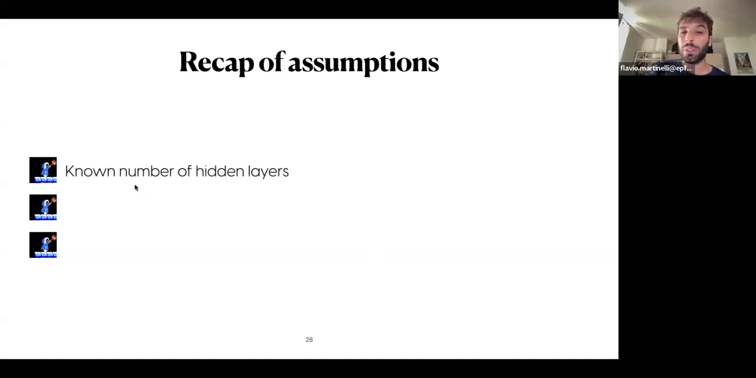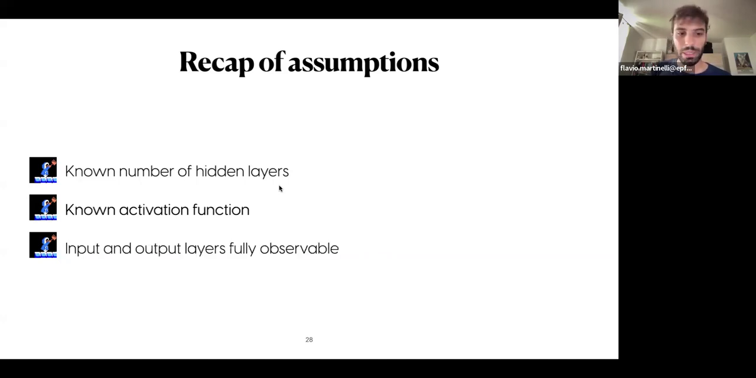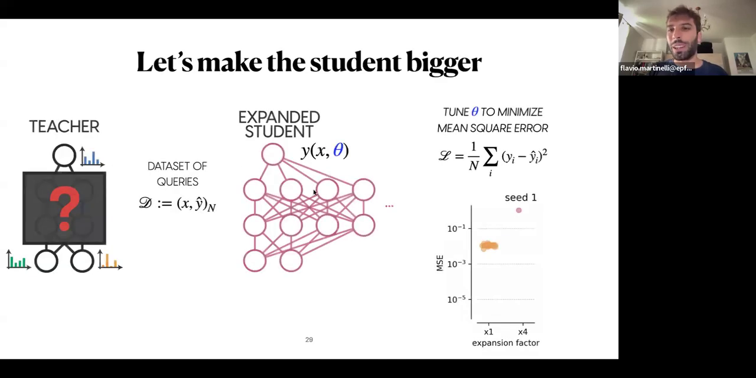I assume I know the number of hidden layers. This makes my life a little bit easier. One could also brute force it, but I need to know the activation function for reconstruction to be possible. And I need to have the input and the output layers fully observable. So I need to observe the full dimensionality of input and output, just to make it a little bit rigorous.